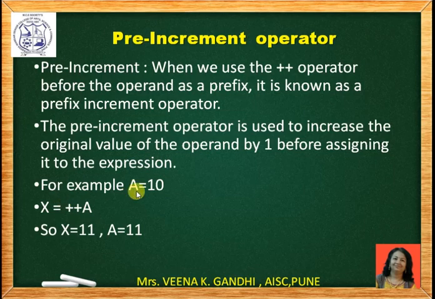Now what do you mean by this? For example, a equal to 10 and x equal to ++a. Now in this expression, first the value of a will be increased by 1, then assigned to x. So x will become 11 and a will become 11. So in pre-increment, the value of the operand is increased by 1 and then assigned to the other operand or other variable.